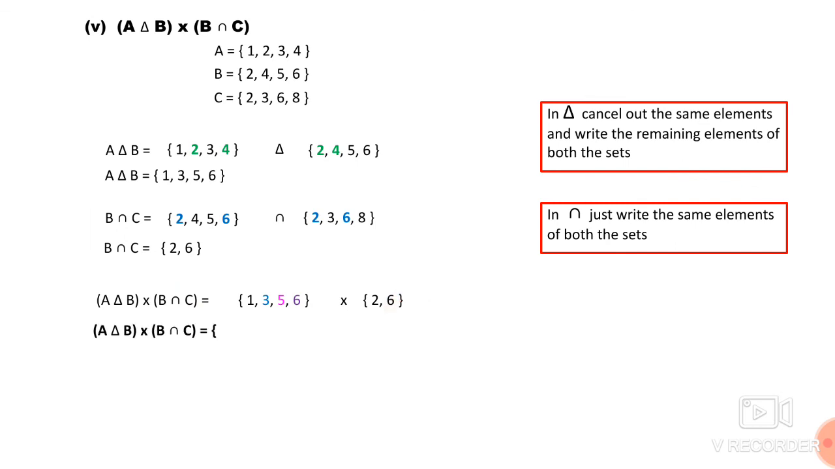Pairs of 1 are 1, 2 and 1, 6. Pairs of 3, 3, 2 and 3, 6. Pairs of 5, 5, 2, 5, 6. Pairs of 6 are 6, 2 and 6, 6. This is our answer.